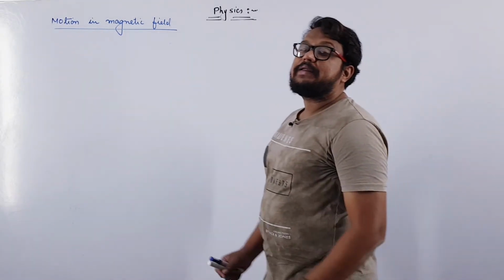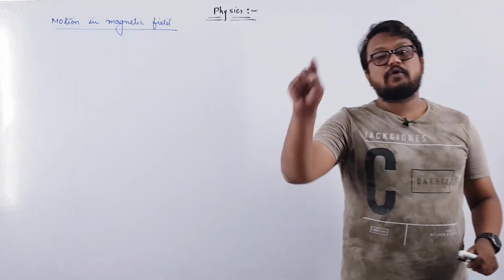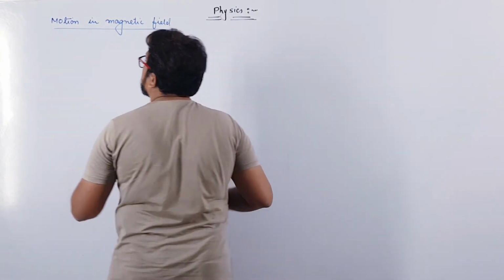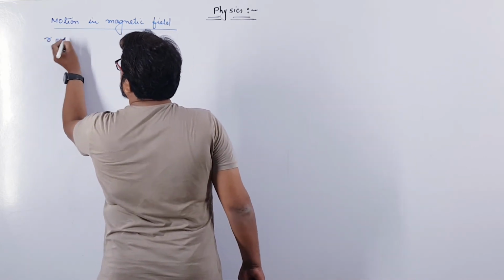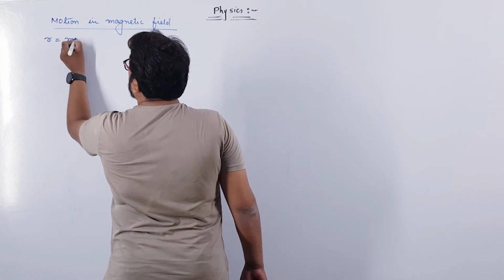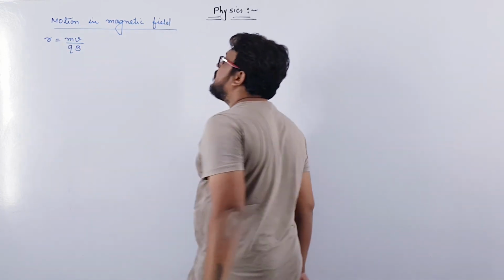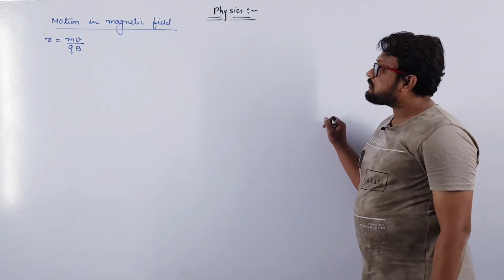So when a charged particle is moving in a uniform magnetic field perpendicular to it, it will start performing circular motion, and the necessary centripetal force is provided by the magnetic force that we have already discussed, and the radius of the circular path will be R equal to mv over qB. mv over qB.